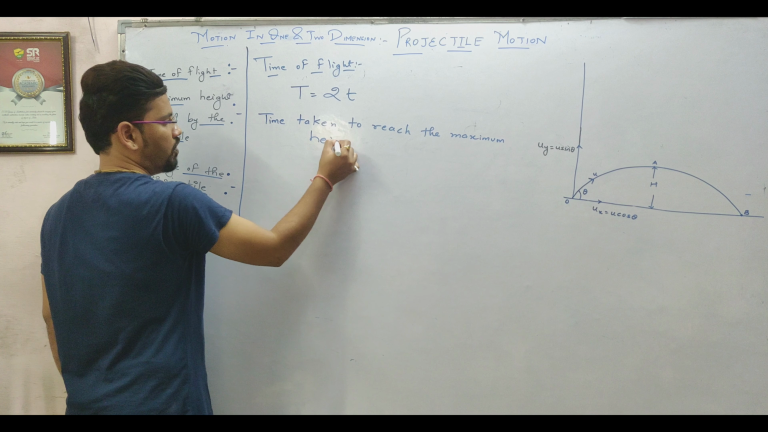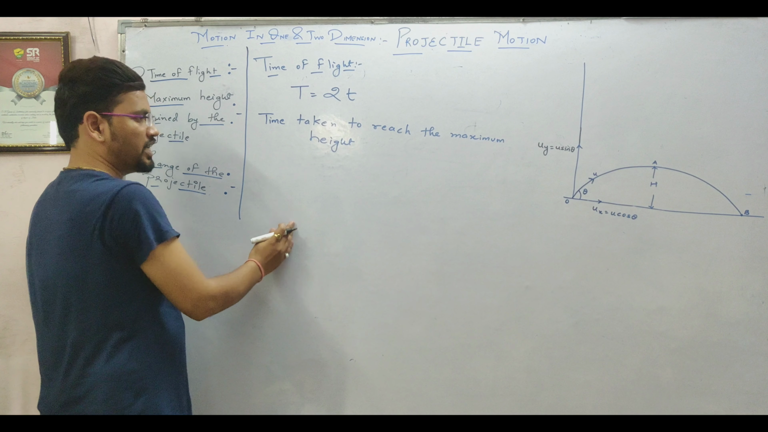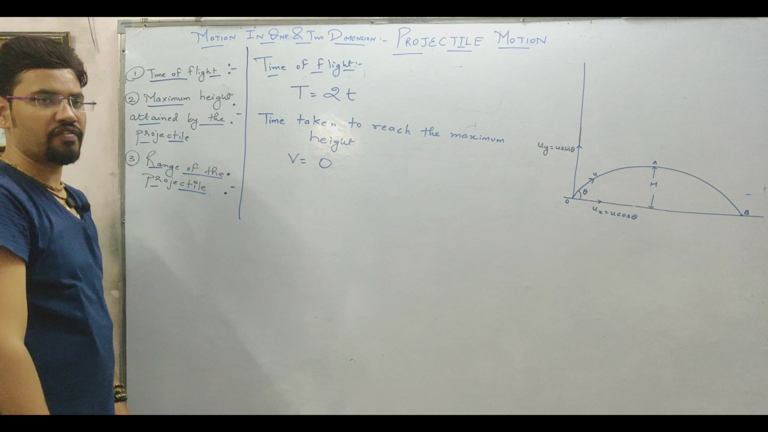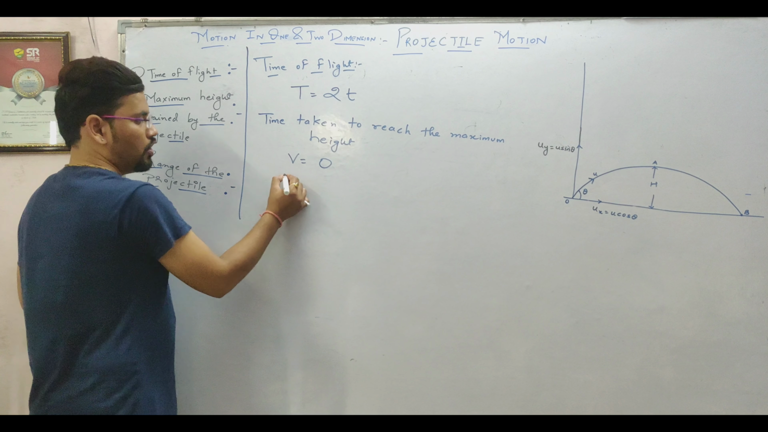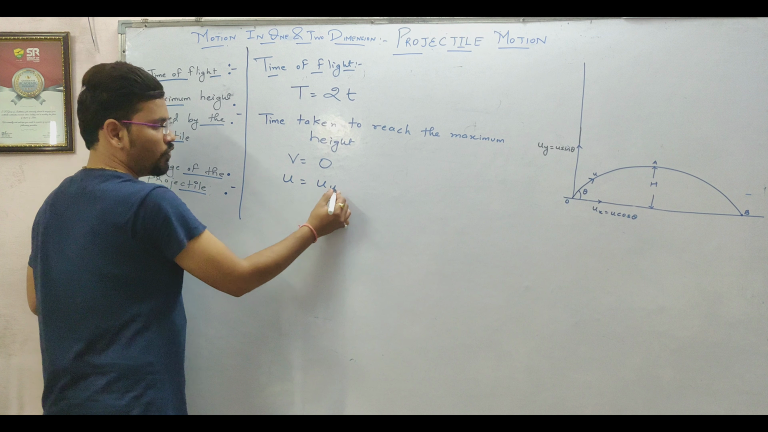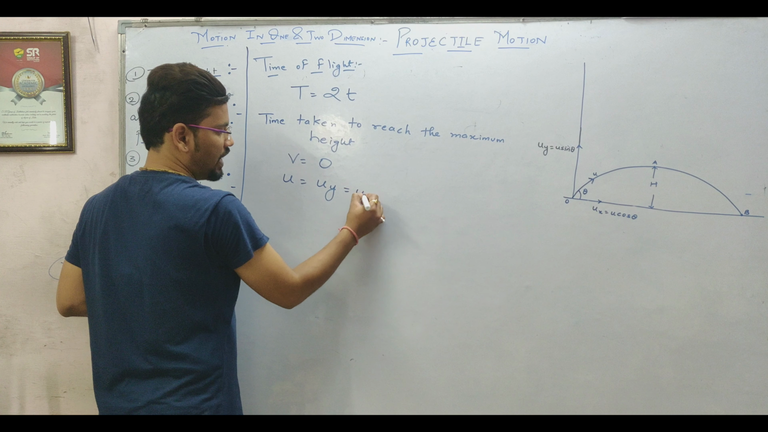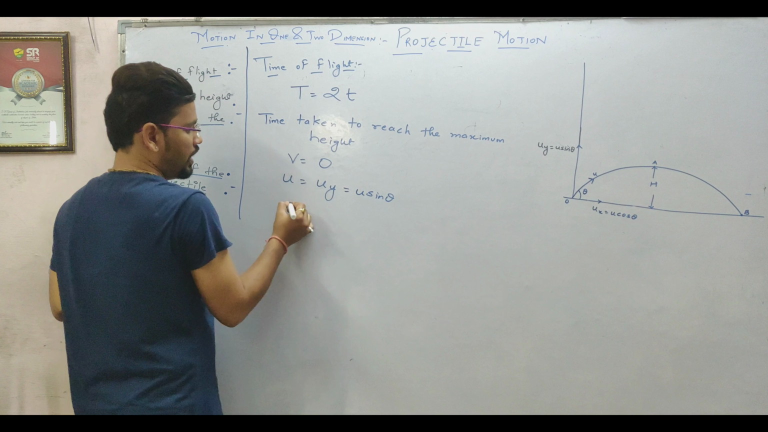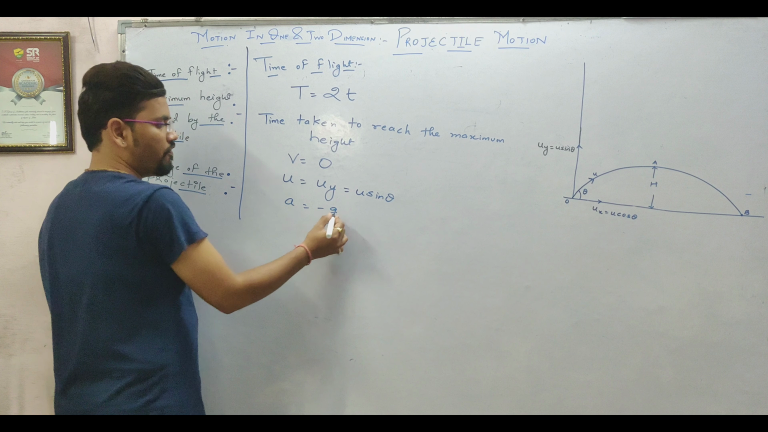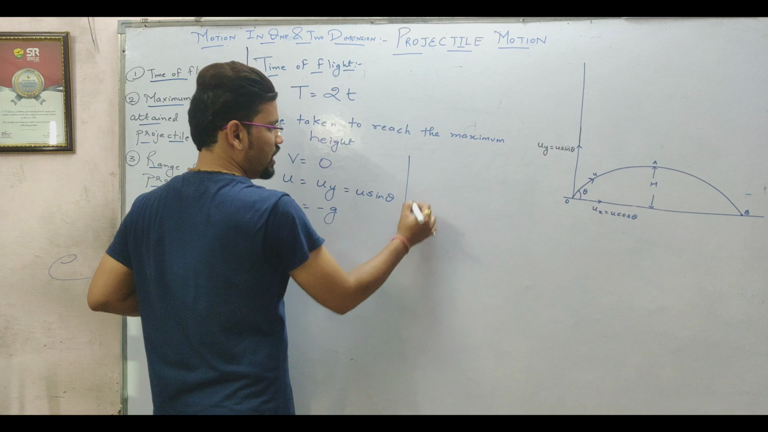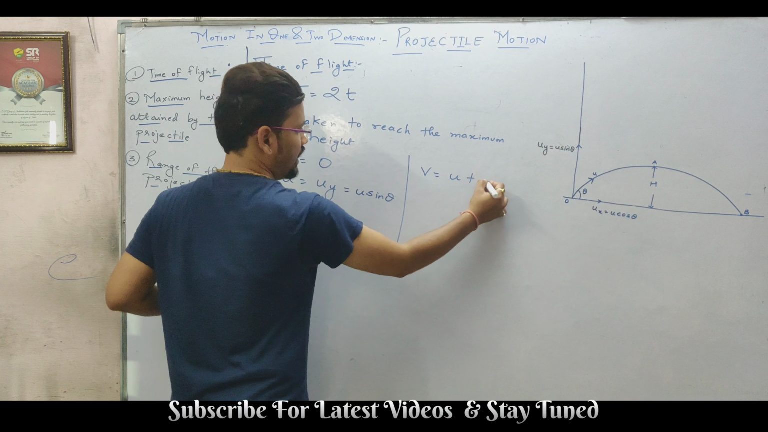we'll find out this first of all. So at maximum height we know that the final velocity of an object will become 0 since it becomes stationary for a moment at maximum height. u will be equal to uy since we are considering the vertical motion. u will be equal to uy or u sin theta. Acceleration will be minus g, since the body is going against gravity. We are using the equation v is equal to u plus at.